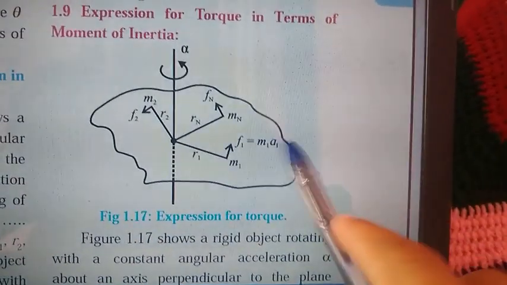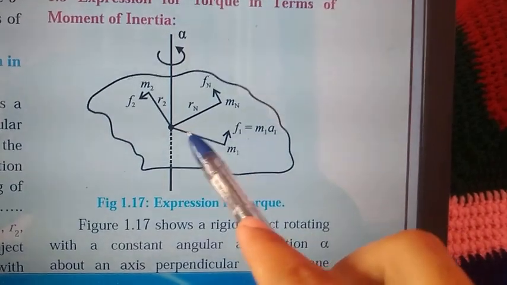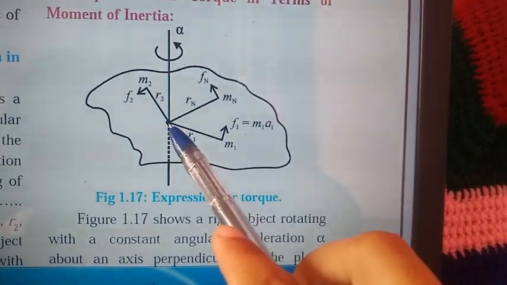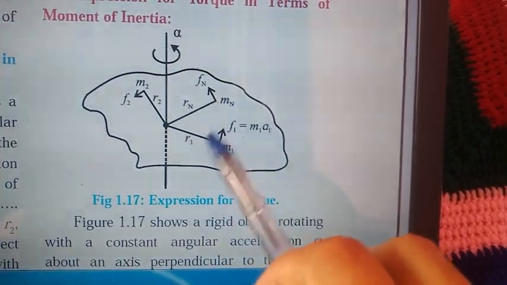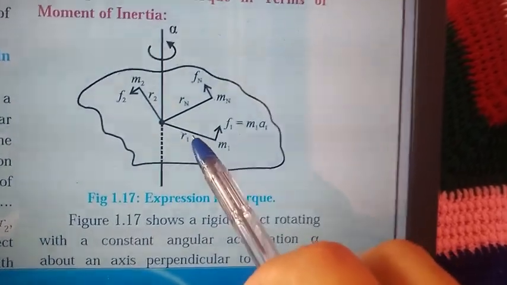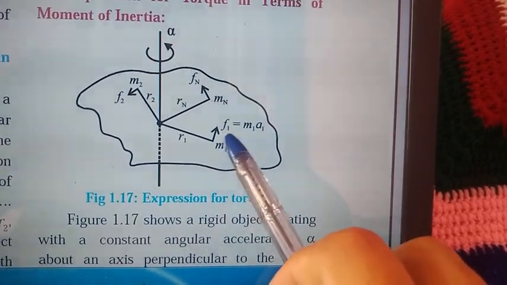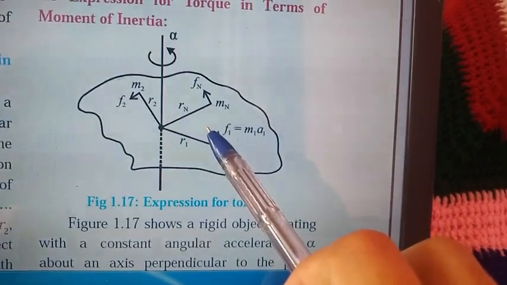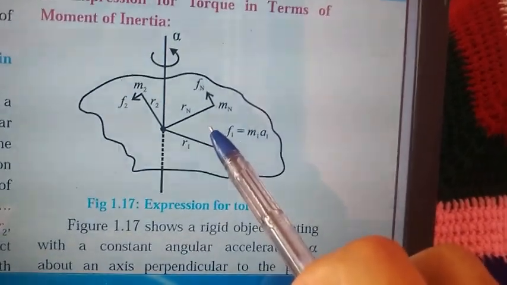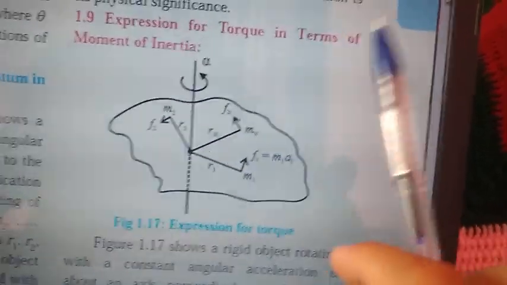So suppose this is the first particle having mass m1 at a distance r1 from the axis, and similarly the second particle and the nth particle. So basically these are the particles having their distance from the axis, and the force acting F1 is equal to m1 a1. So basically you have to derive a relation between the angular momentum and the moment of inertia.